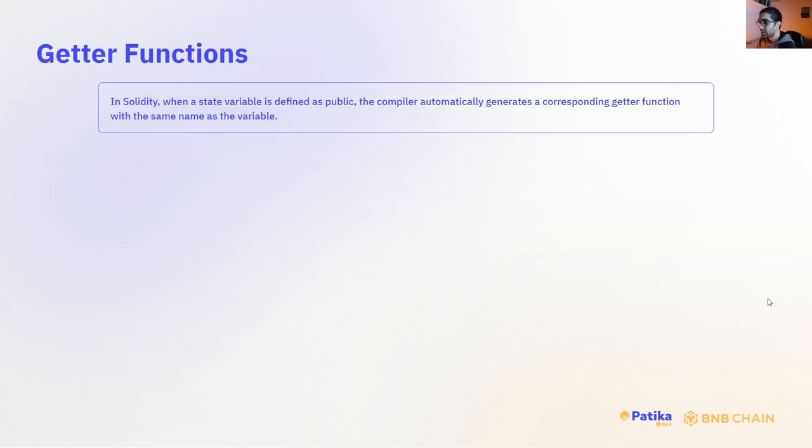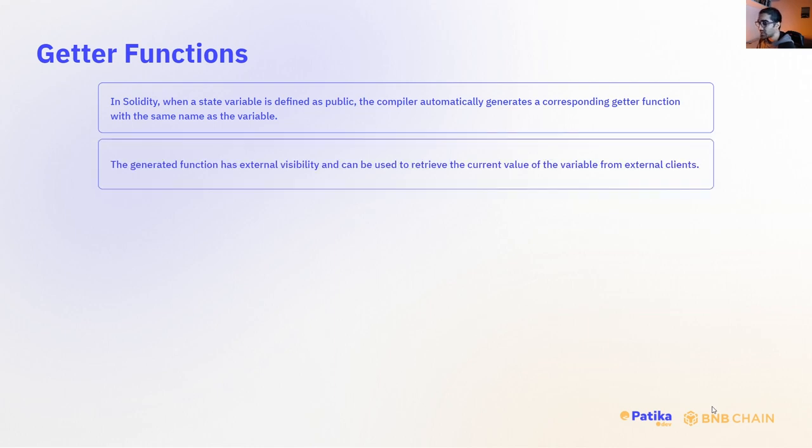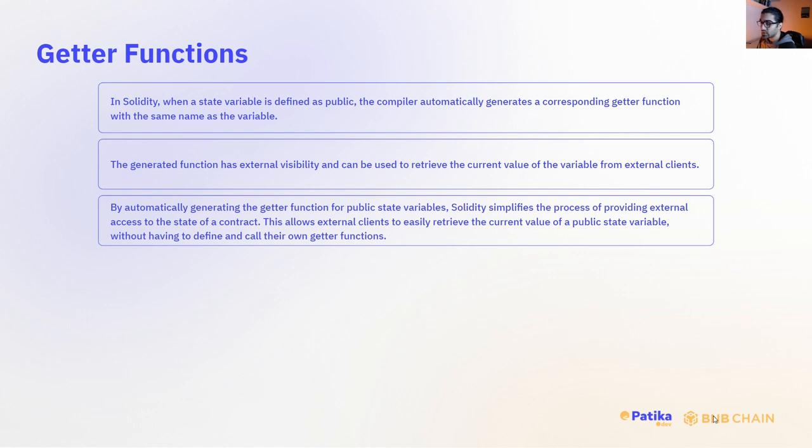So let us also talk about getter functions. In Solidity, when a state variable is defined as public, the compiler automatically generates a corresponding getter function with the same name as the variable. That's important, and I have explained this getter function before. Remember, in one of the first lectures, I created a getter function and one function was also created automatically. The generated function has external visibility and can be used to retrieve the current value of the variable from external clients. By automatically generating the getter function for public state variables, Solidity simplifies the process of providing external access to the state of a contract.